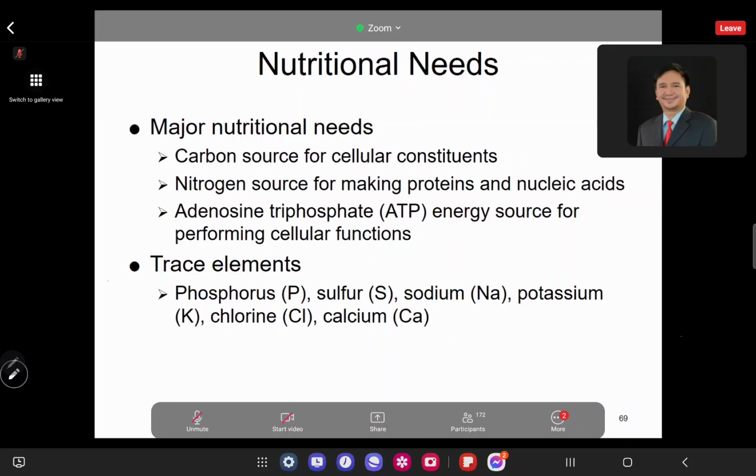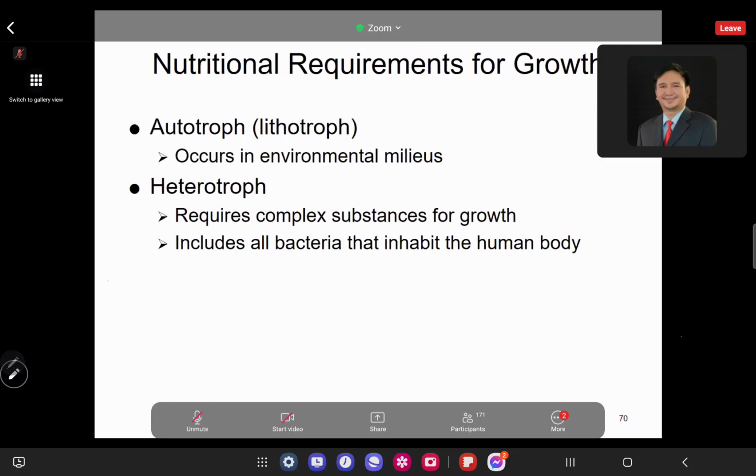What do bacteria need in order to grow or multiply? Phosphorus, sulfur, sodium, potassium, chloride, and calcium. These are required in small amounts but are vital for enzyme activity and maintaining cell structure.